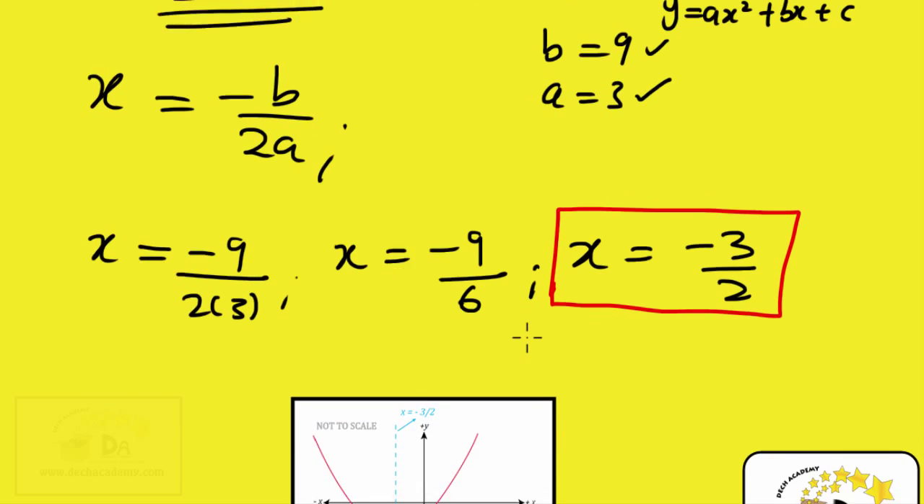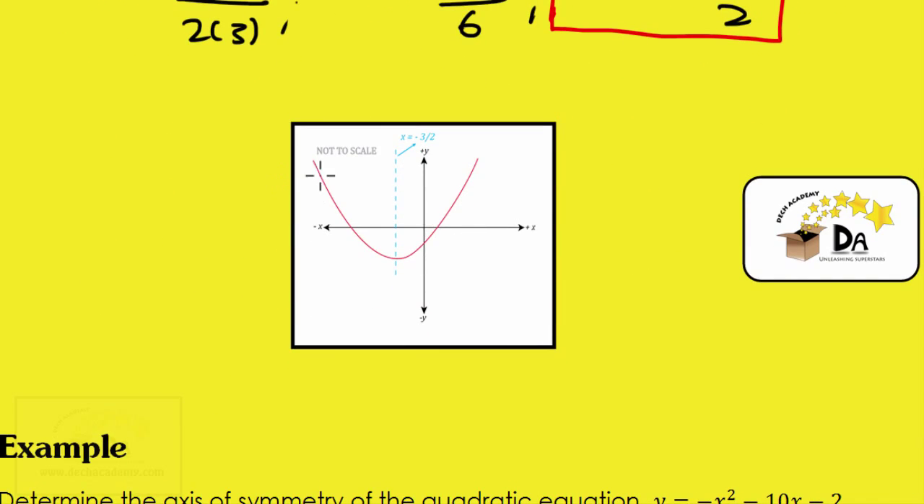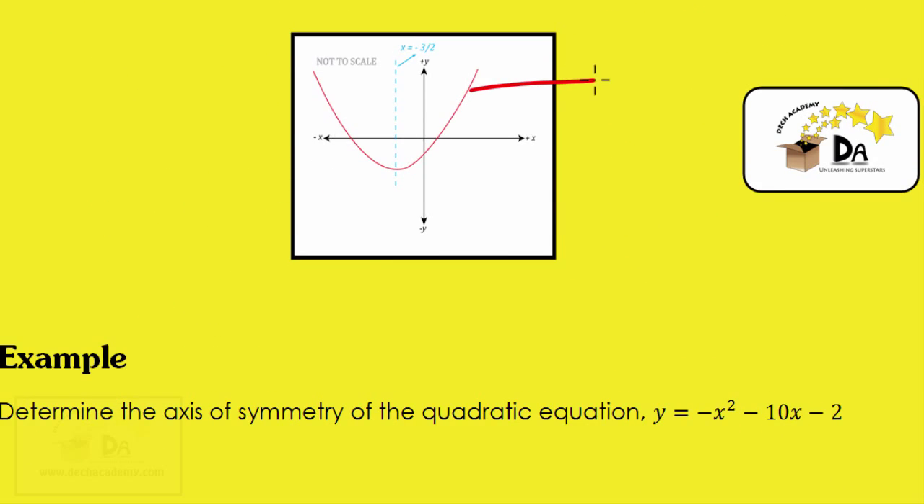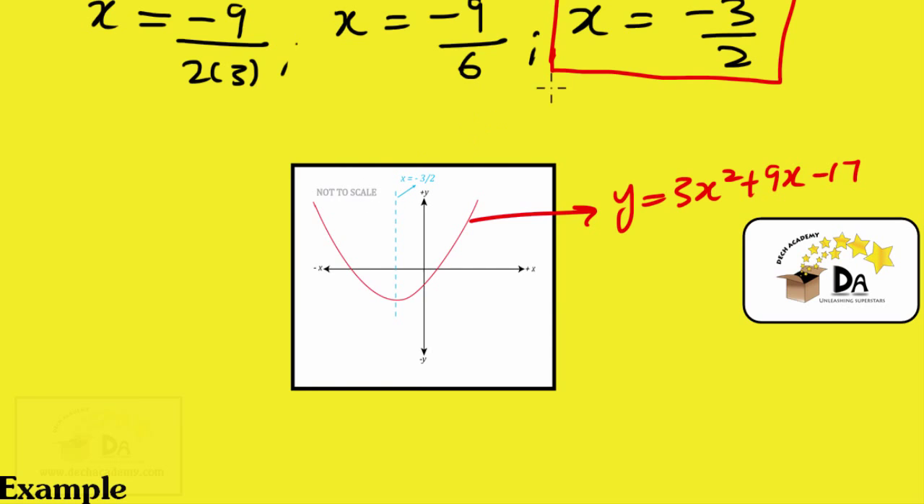And what does that mean? Well, let's have a look here. This is the quadratic curve, y equals 3x squared plus 9x minus 17. This curve. And this is the plot of the equation x equals minus 3 over 2. The blue dotted line is x equals minus 3 over 2, and it's a line of symmetry. As you can see, it divides this curve into two equal parts.